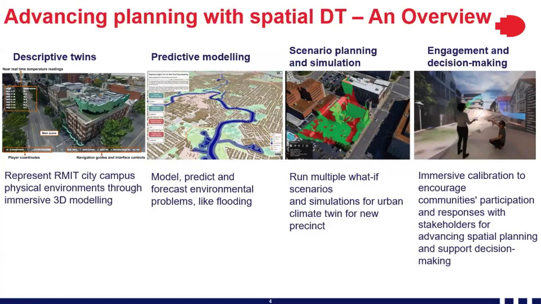Currently, we try to use the microclimate modeling software called RMIT to link with a 3D model, using CityEngine, CityGML, and the 3D City DB database management system to enable bigger-area air temperature modeling. So we run multiple what-if scenarios and simulations for an urban climate twin.